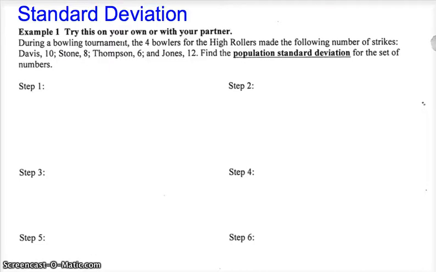To begin with, standard deviation is a measure in statistics about how spread out a particular data set is. To find the standard deviation, we're going to follow 6 steps, and they begin with finding the mean of the data. In this question, we're asked to find the standard deviation given this particular data set about a bowling tournament.